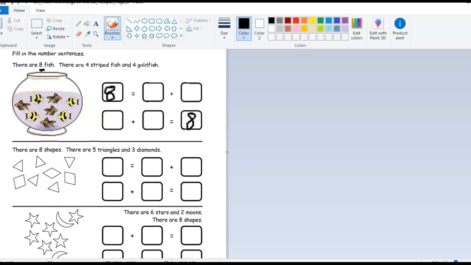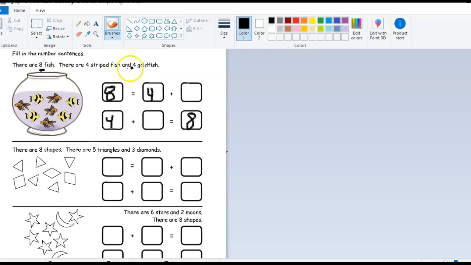Count. Get ready. 1, 2, 3, 4. So how many striped fish do we have? Yes, 4. So I'm going to write 4 here. And then I'm going to write 4 here. That is our first part. So I filled in our number sentence for our first part.